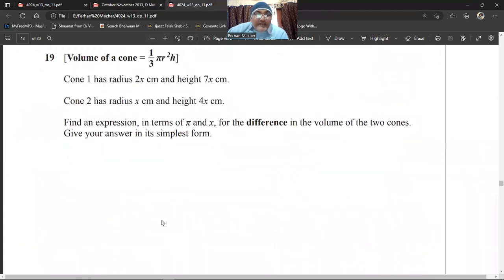It's a 3 marks question. Question number 19. Cone 1 has a radius 2x centimeter and height 7x centimeter. Cone 2 has a radius x centimeter and height 4x centimeter. Find an expression in terms of pi and x for the difference in the volume of the two cones. Give your answer in simplest form. The formula for the volume of the cone is already given there. That's 1 by 3 pi r square h.